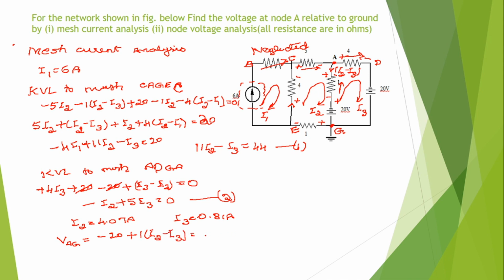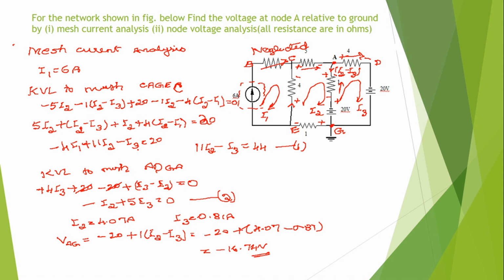That is equal to minus 20 plus, what is the I2 value? 4.07. What is the I3 value? 0.81. So which results in minus 16.74 volt. So like this, we need to find the required parameter using mesh current analysis.